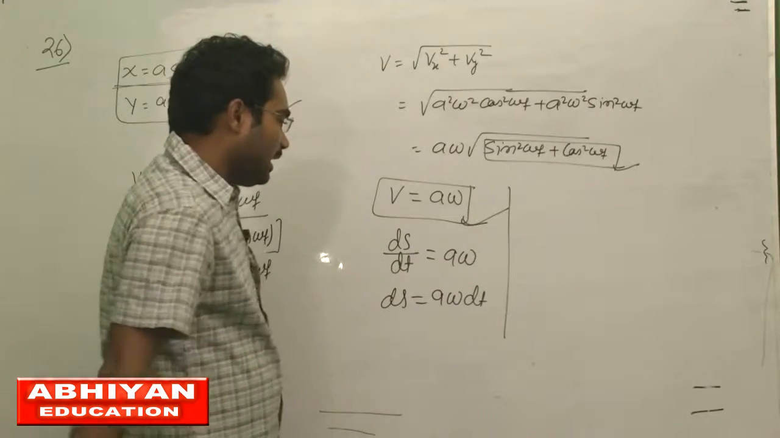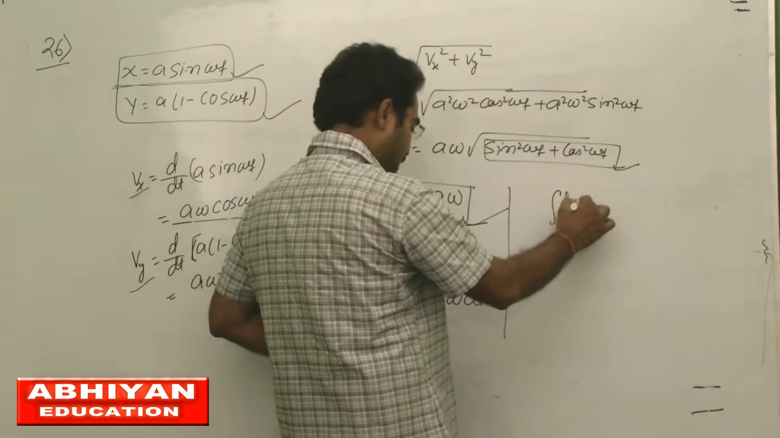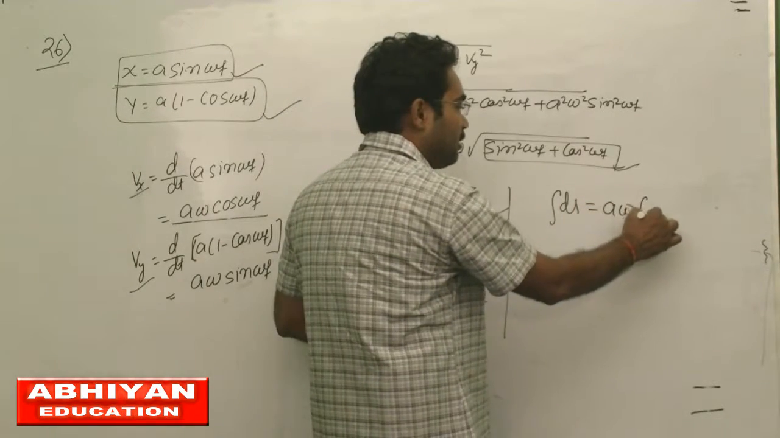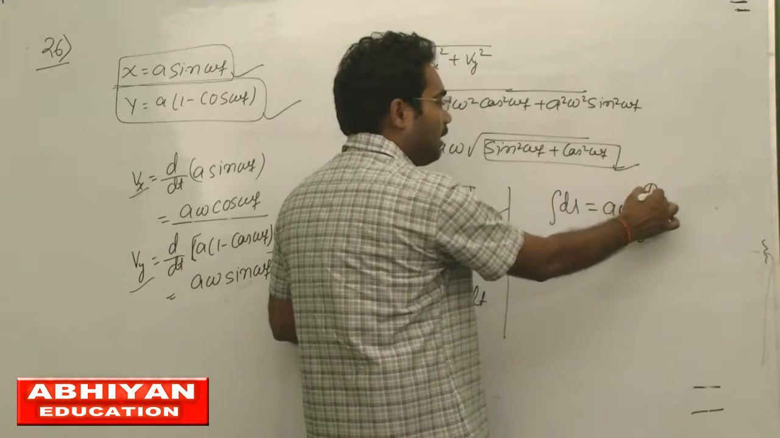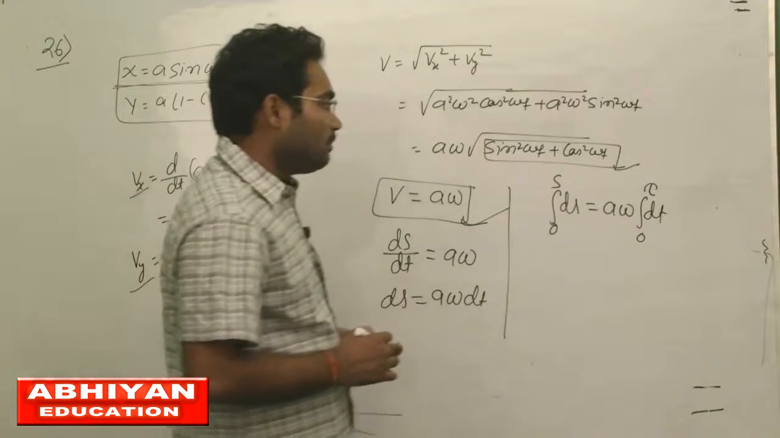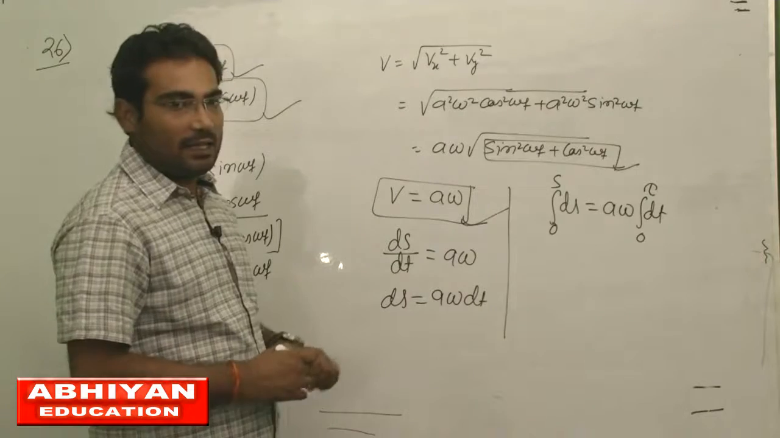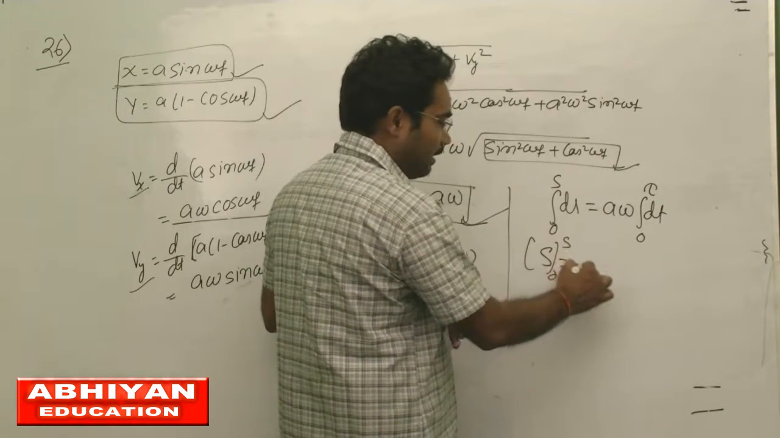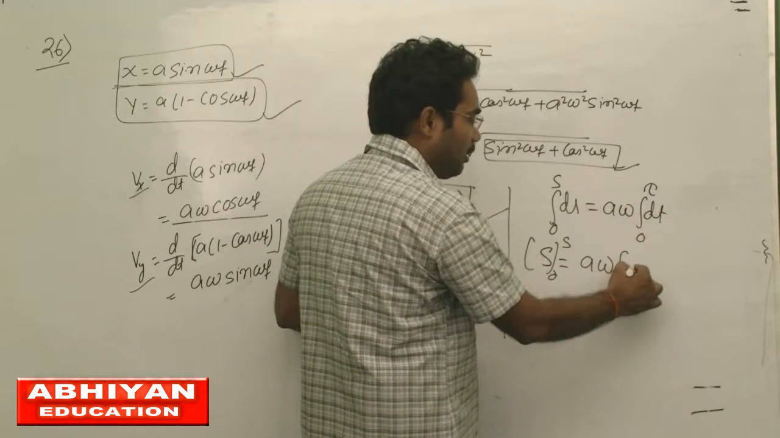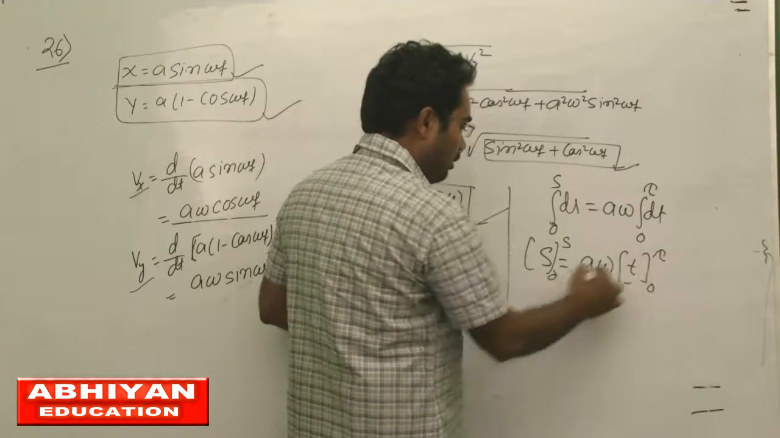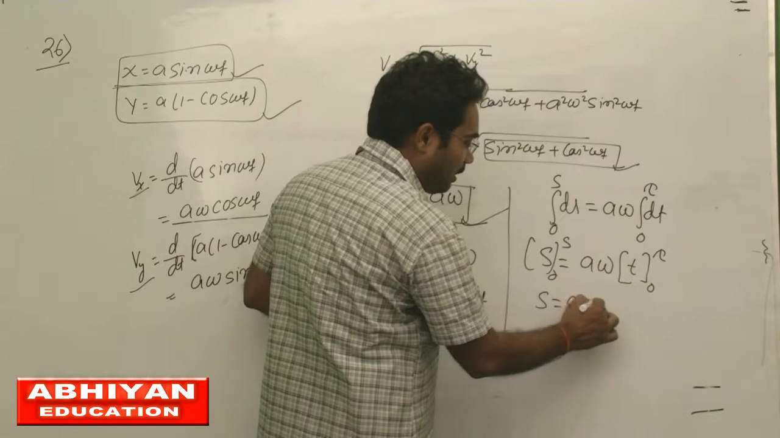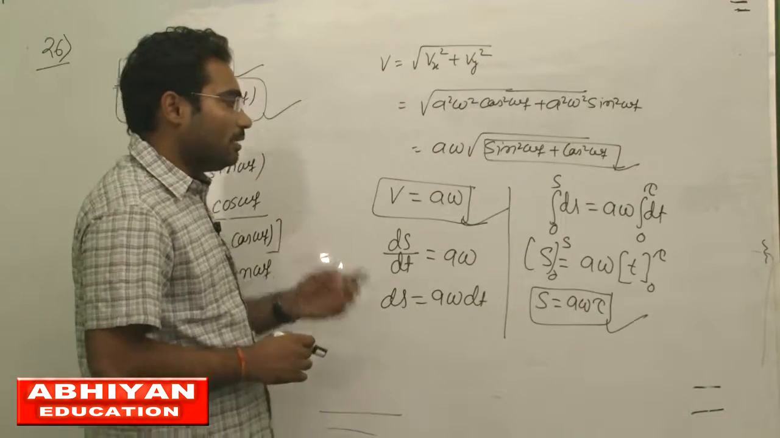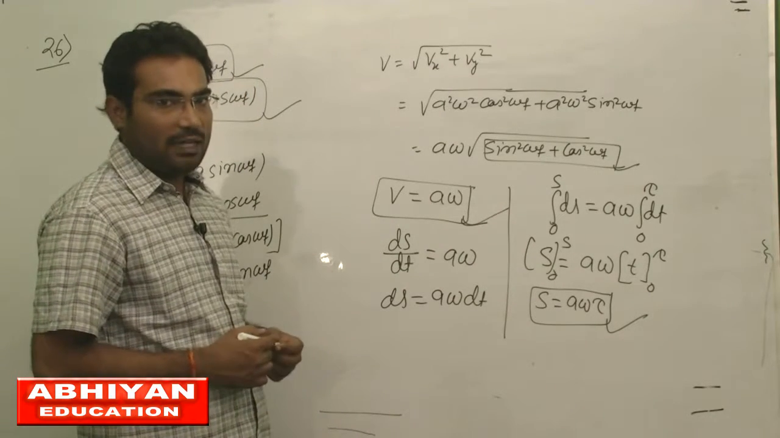Now integrate both sides. The integration of ds equals a omega, which is constant, times the integration of dt, from 0 to tau for time and 0 to s for distance. So s equals a omega times the integration of dt, which is t from 0 to tau. So s equals a omega tau. This is the distance covered by the particle during the time interval tau.